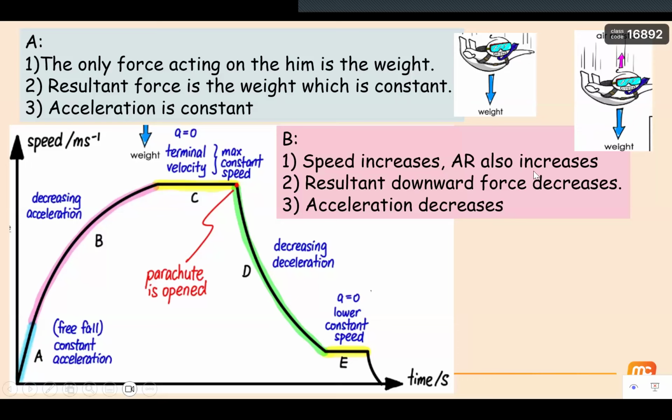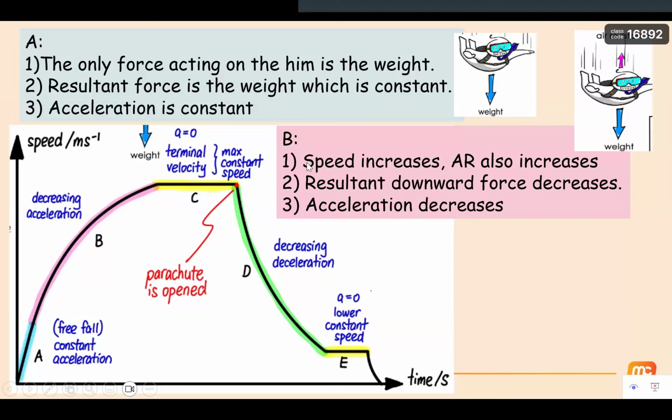So when the air resistance increases, the resultant force is no longer constant now. The resultant force is still downwards because the weight is still greater than air resistance, but the resultant downwards force will decrease because the air resistance increases. With the resultant force decreasing, the acceleration will also decrease.